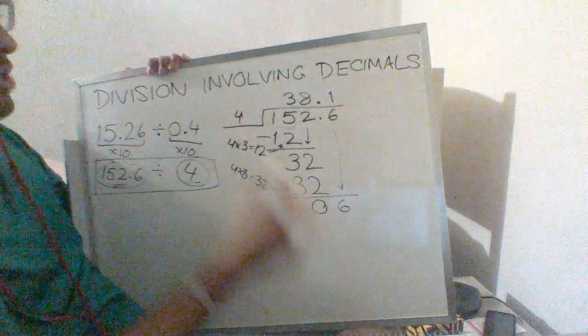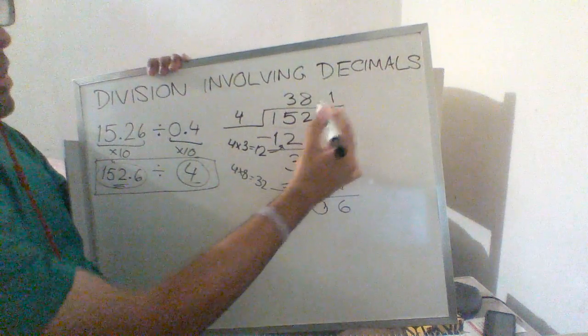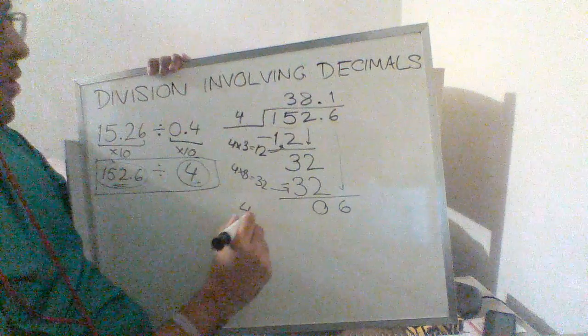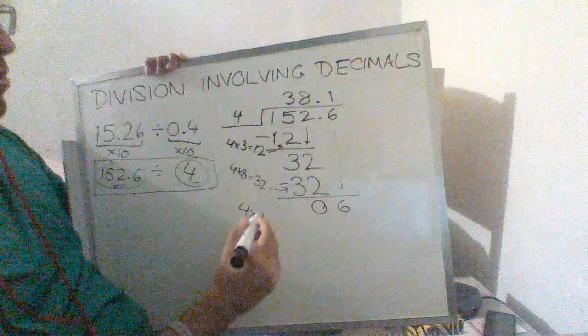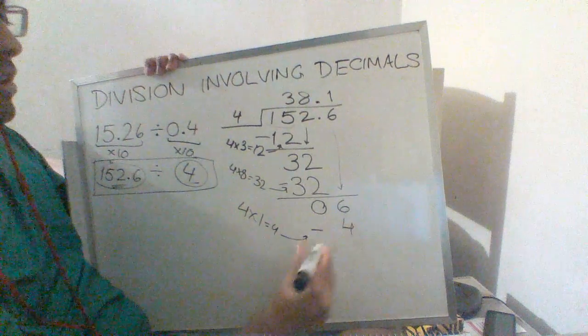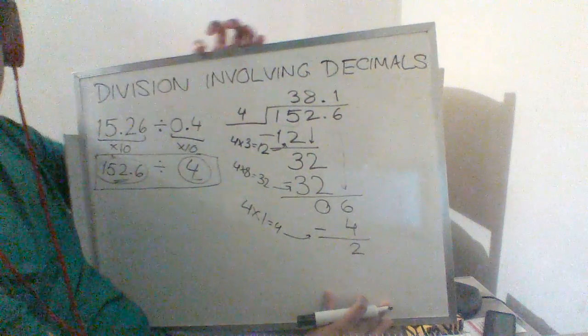So let's remind ourselves what we did. We said 4 goes into 6 once, we put that there, then we remember to put the decimal spot in, and then we do 4 times 1, the 1 that we have up there, is equal to 4, so that's going to slot in right here. 6 minus 4 is going to leave us with 2.